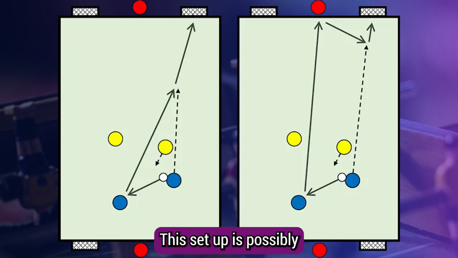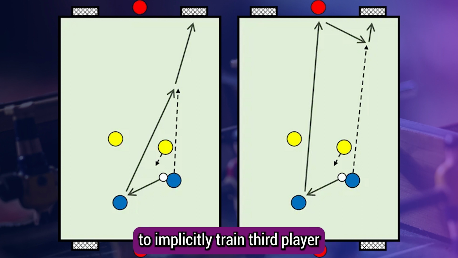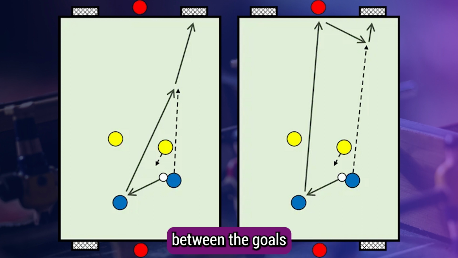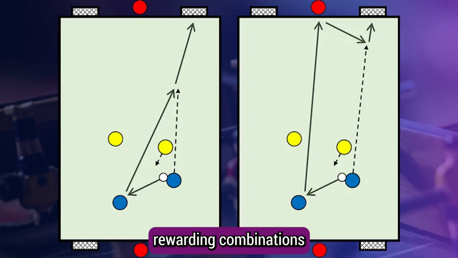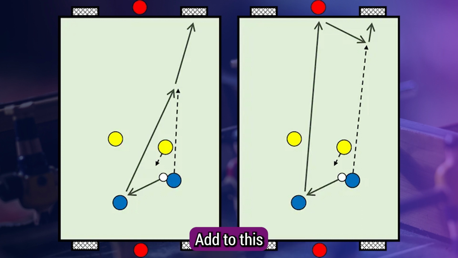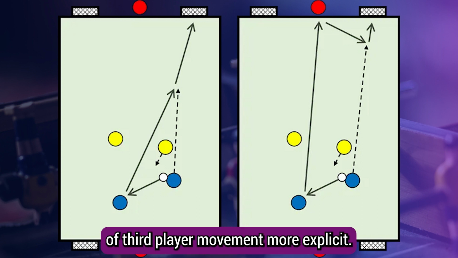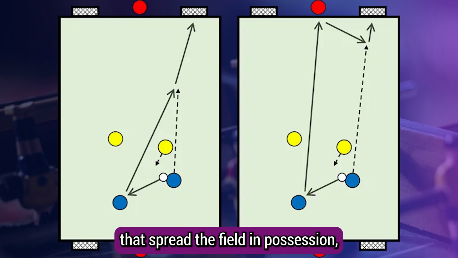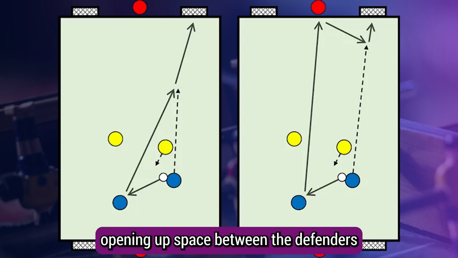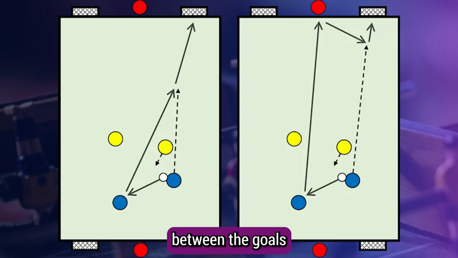This setup is possibly the simplest way to implicitly train third player movement, with the neutral player between the goals naturally becoming the second player of the combination. The scoring rules rewarding combinations with the neutral player add to this, making the coaching of third player movement more explicit. Players must take up positions that spread the field in possession, opening up space between the defenders to access the neutral player between the goals they are attacking.